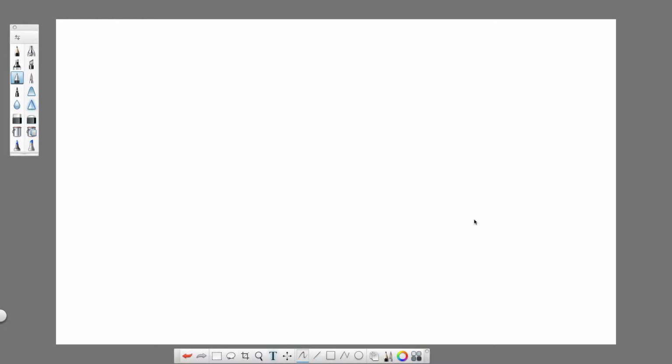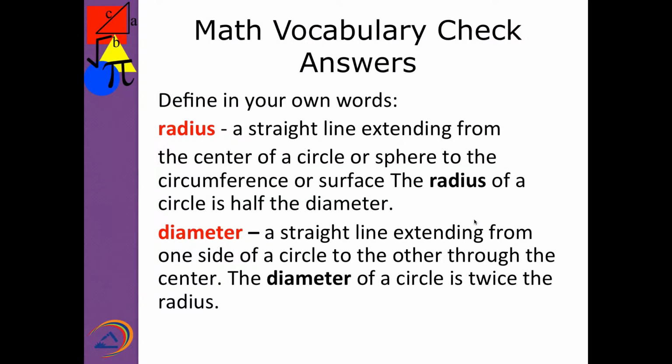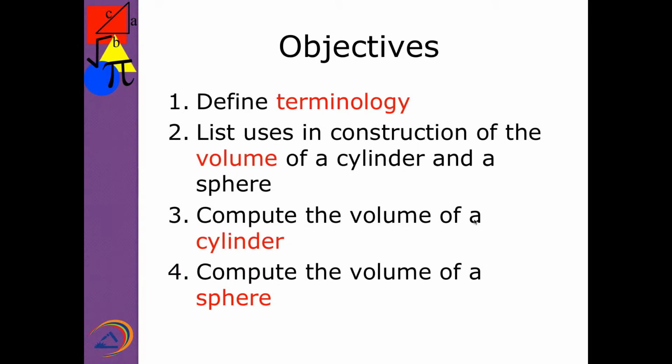Welcome back. Let's go back to our PowerPoint, and then I'll look at the true definition. The true definition mathematically for radius is a straight line extending from the center of the circle or a sphere to the circumference. The radius is half the diameter. For diameter, it is a straight line extending from one side of the circle to the other going through the center. The diameter of a circle is twice the radius.